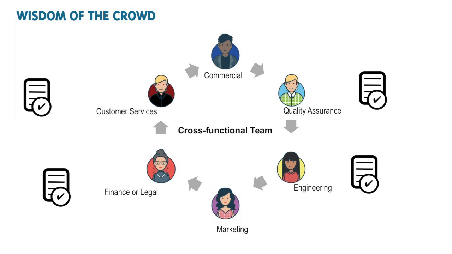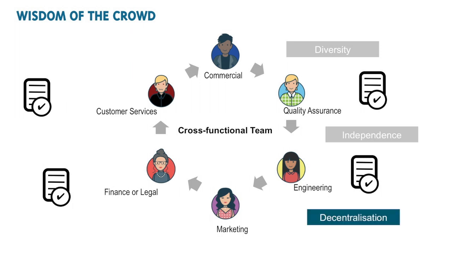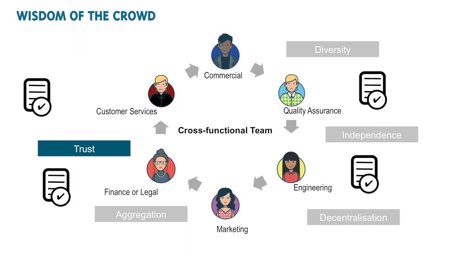Furthermore, the strengths of cross-functional poker planning can be categorized as diversity. Each team member provides a unique perspective. Independence. Individual opinions aren't influenced by those around them. Decentralization. People are able to draw on their own specialist knowledge. Aggregation. Efficient way to convert private opinions into a collective decision. Trust. Each person trusts the collective group to be fair. Numbers. With everyone contributing, the team benefits from the wisdom of the crowd.